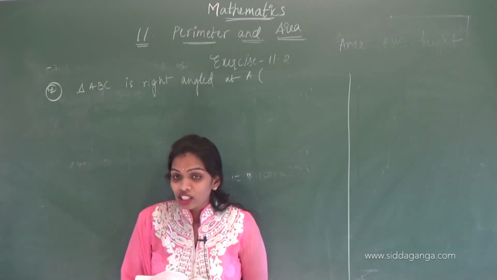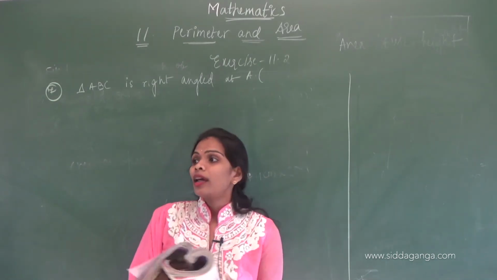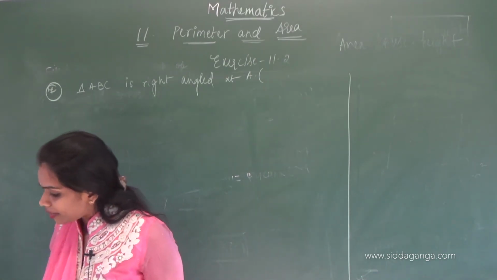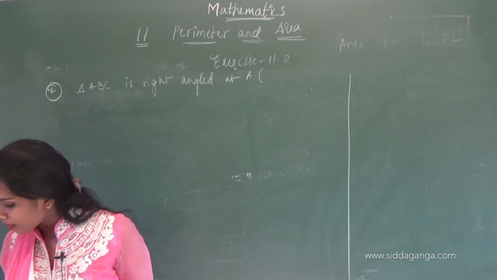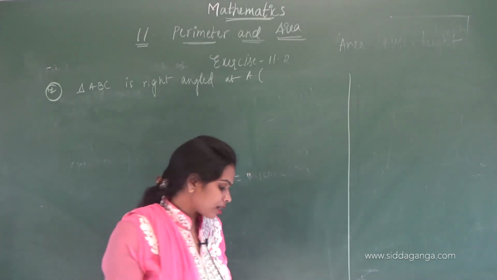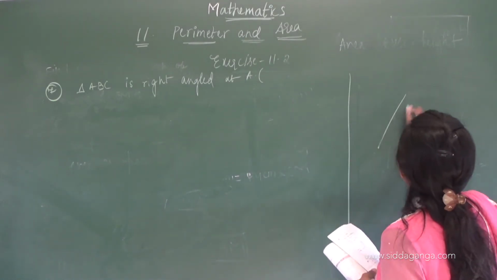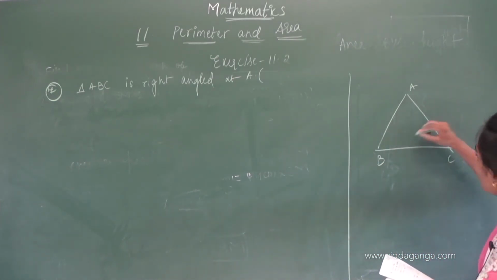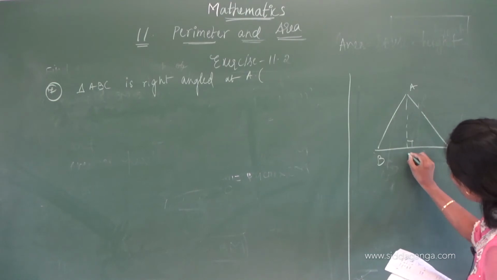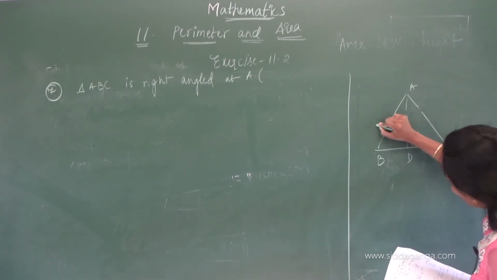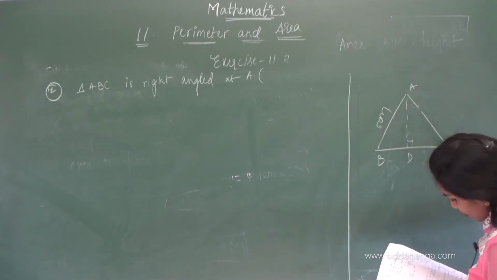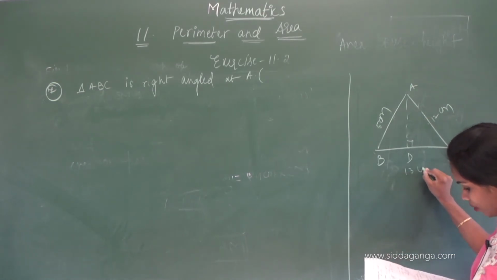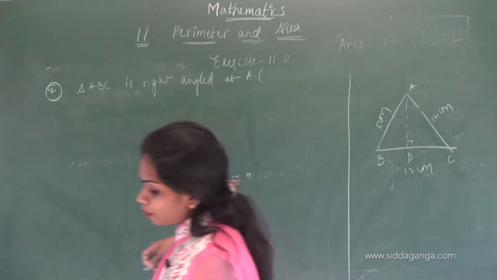Here, what are they given? They are giving all the sides' lengths. What are they asking us to find? They are giving triangle ABC with one perpendicular height AD, and all the sides: AB equals 5 centimeters, AC equals 12 centimeters and BC equals 13 centimeters.